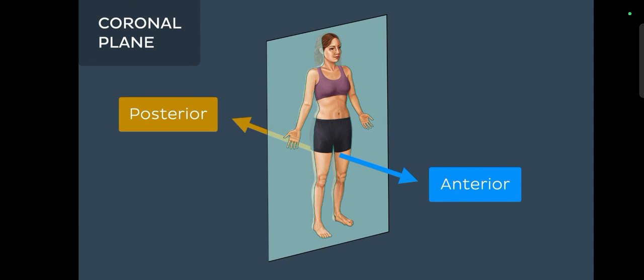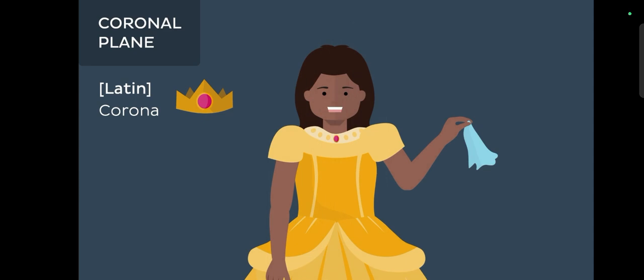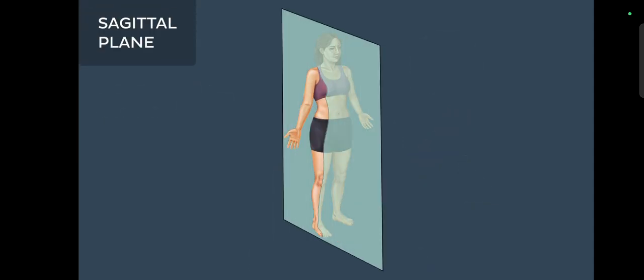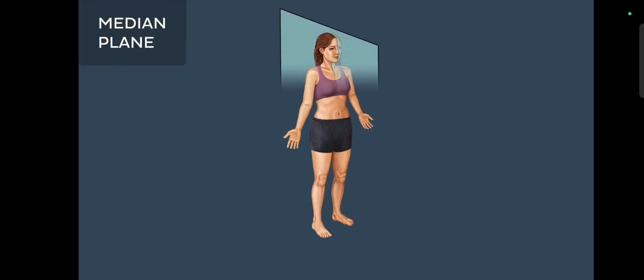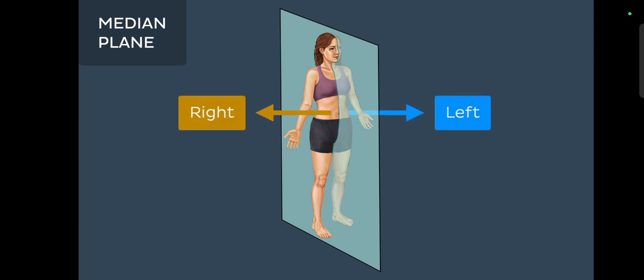Now the word coronal is derived from the Latin word corona, which means relating to a crown or coronation. So imagine a king or queen who wears a crown that is slightly too sharp and splits their body into two. Then we have the sagittal plane. It is also a vertical plane, but it splits the body into unequal left and right parts. A sagittal plane that runs directly through the midline of the body is called the median or mid-sagittal plane. As you can see, it divides the body into equal left and right halves.